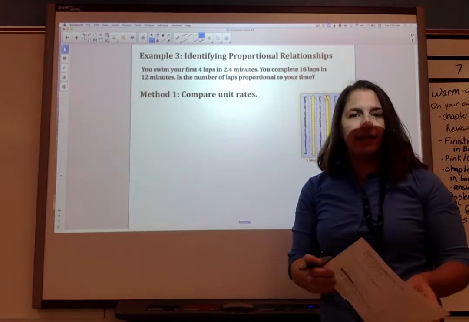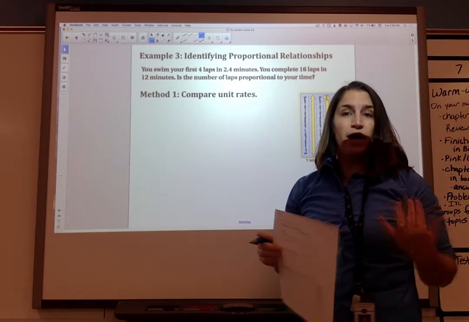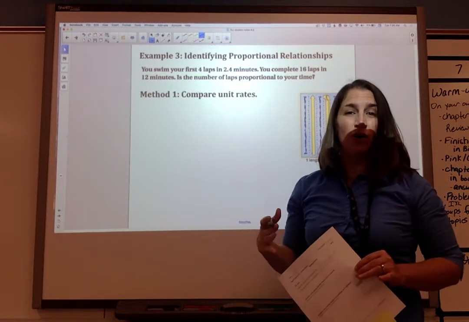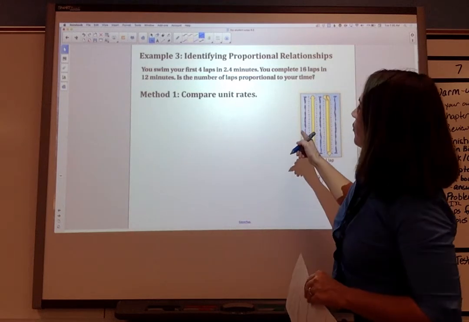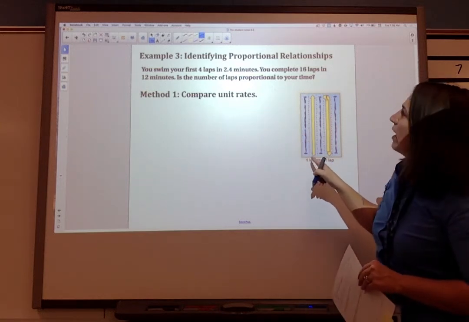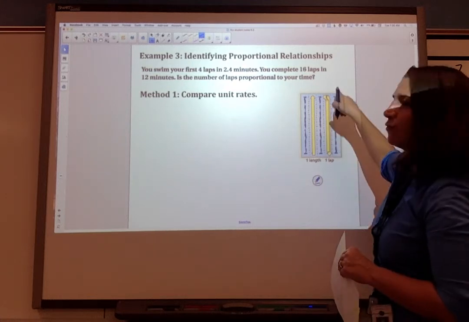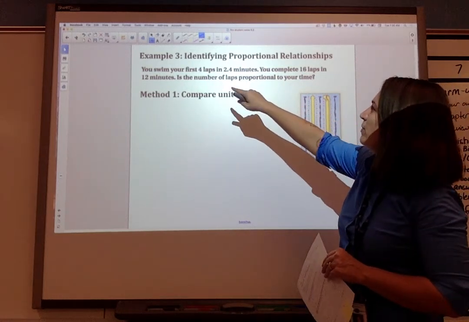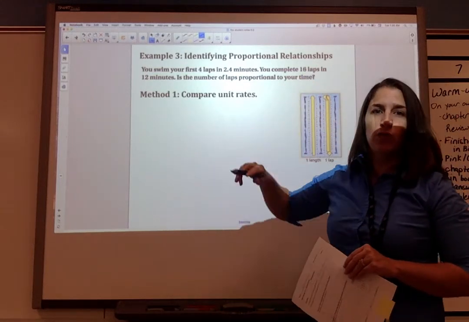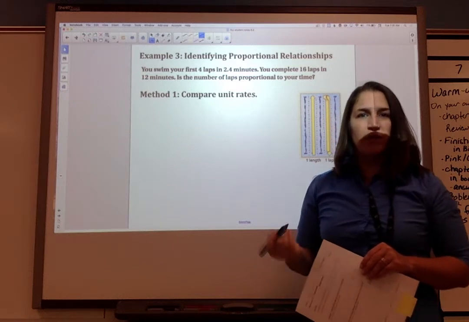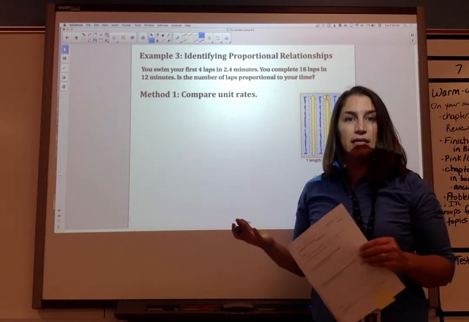So we're going to look at one last example, and we're going to determine whether two ratios are proportional using both simplest form of the ratios and also the cross products property. For this example, we're looking at swimming, and you swim your first 4 laps. If you're not sure what a lap is, back and forth, 2 lengths of the pool, and you swim your first lap in 2.4 minutes. You complete 16 laps in 12 minutes. We want to know if the number of laps is proportional to our time. In other words, are we swimming the same speed the entire time?